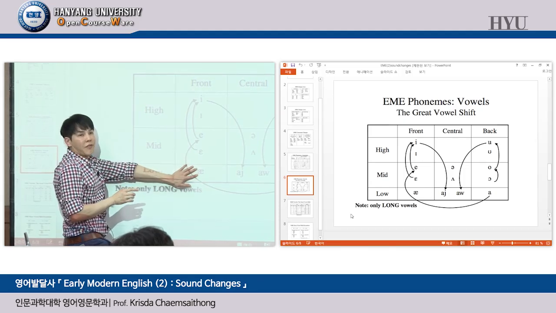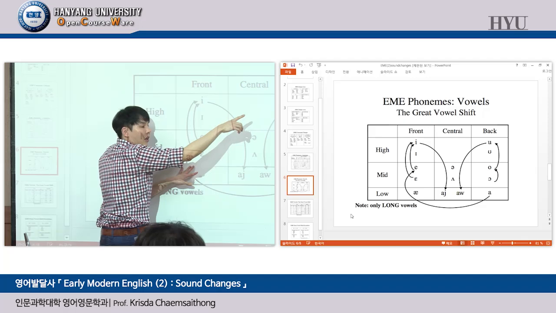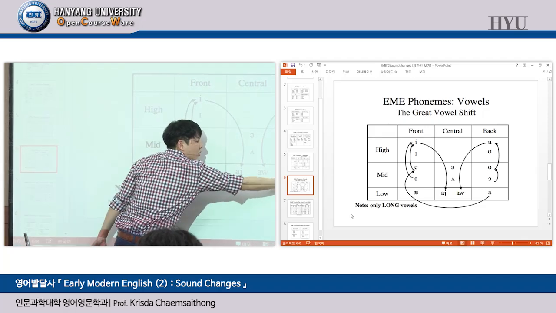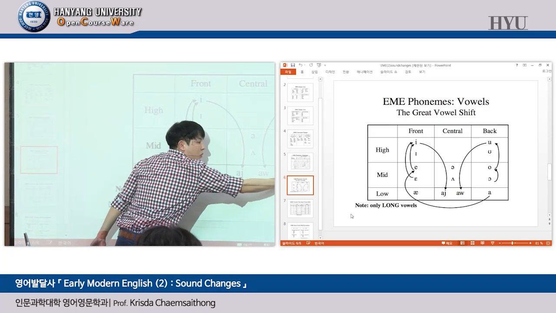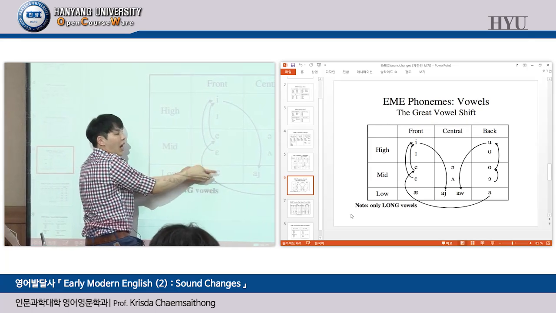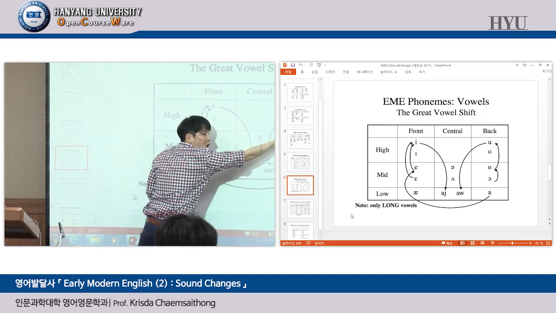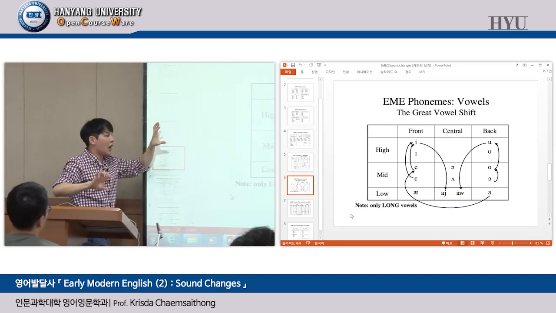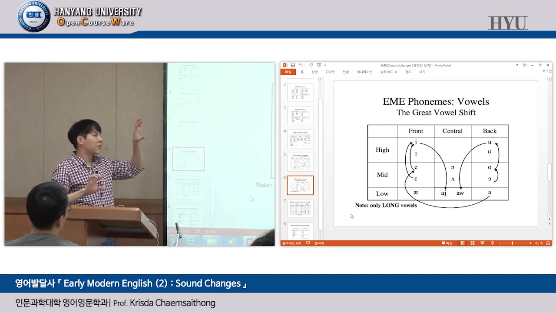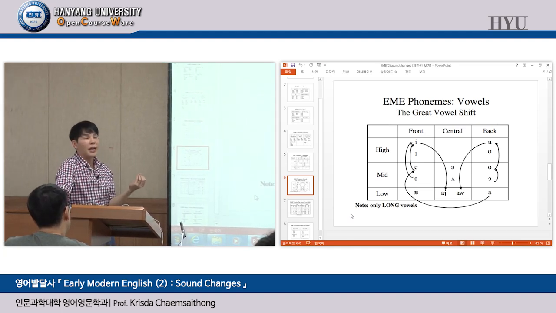So this has an effect upon other vowels here, right? Once words that used to be pronounced with A, words that used to be pronounced with R, came to be pronounced with air, other vowels have to move up one step also, to make the difference salient, to make the difference obvious, right?